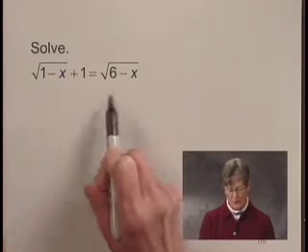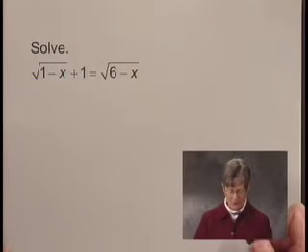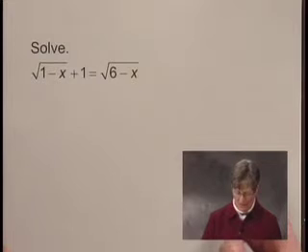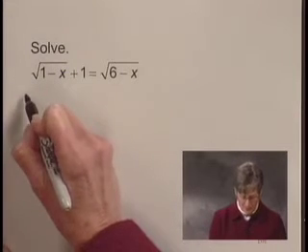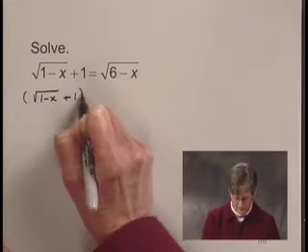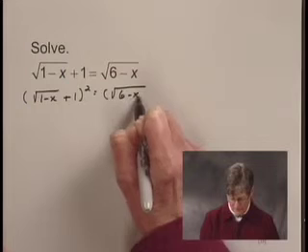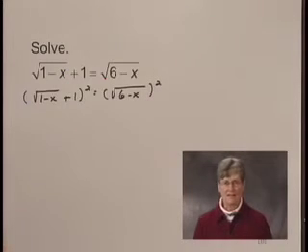Whenever we have two radicals in an equation, we always want to isolate one of the radicals first. And that's already been done. That's just the way the equation is stated. So let's square both sides. Squaring the left-hand side. And now squaring the right-hand side.